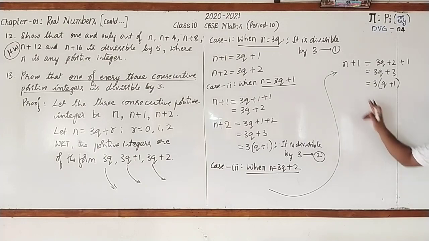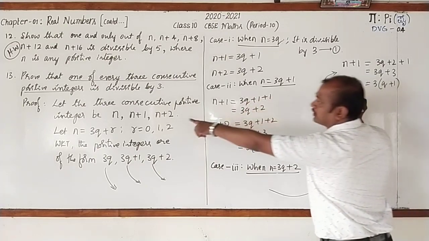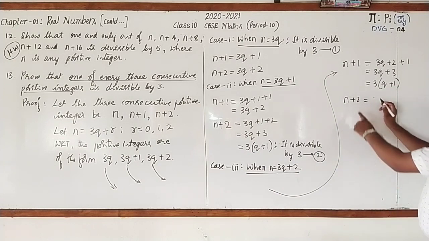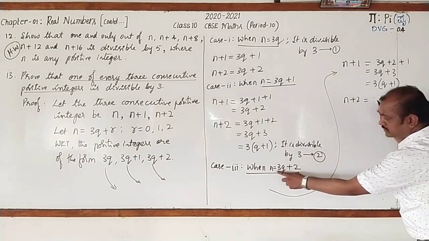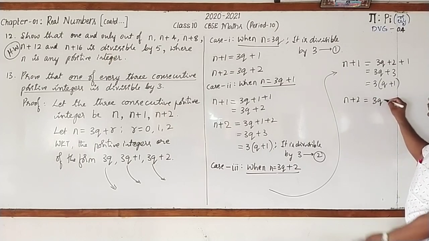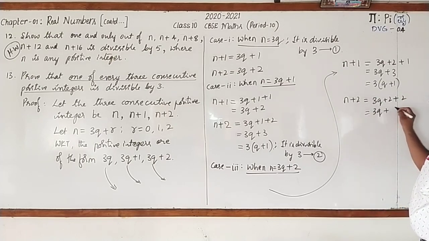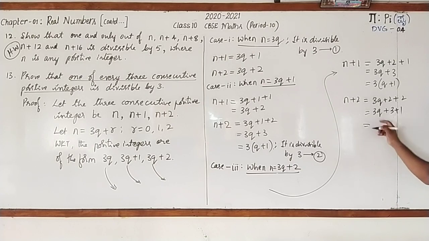Understood? Next, another consecutive number is n plus 2. n plus 2 is equal to, what is n? We have assumed 3q plus 2. This plus 2 is equal to 3q plus 4. How do you write 4? 4 can be written as 3 plus 1. Now you can take out 3 as common factor. 3 into q plus 1 plus 1.